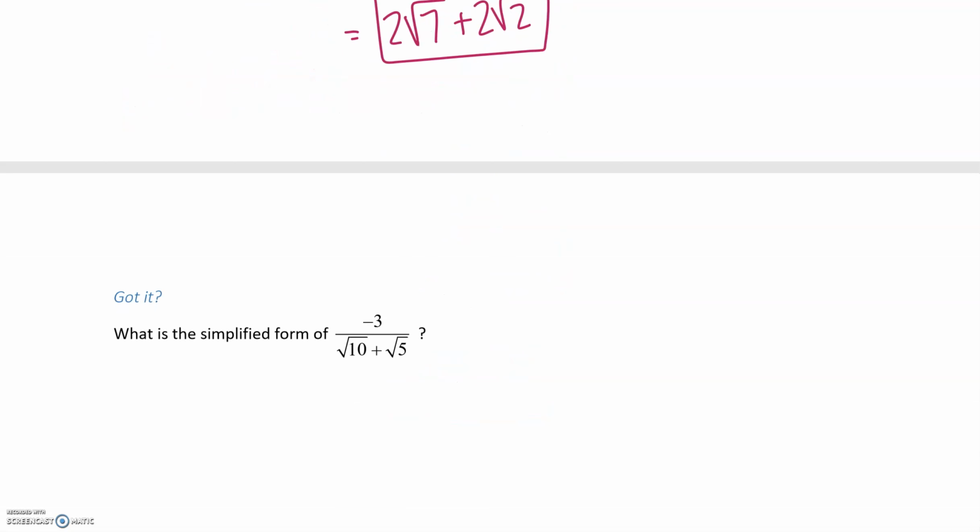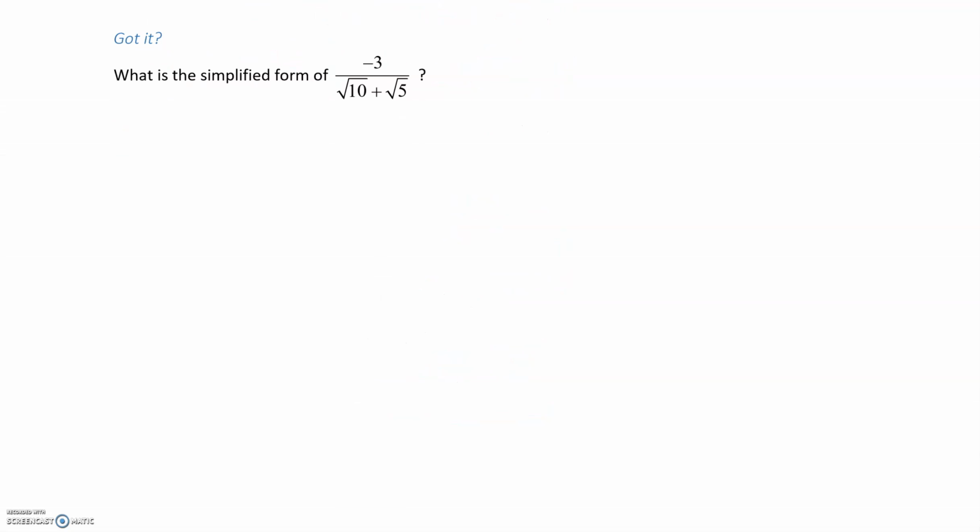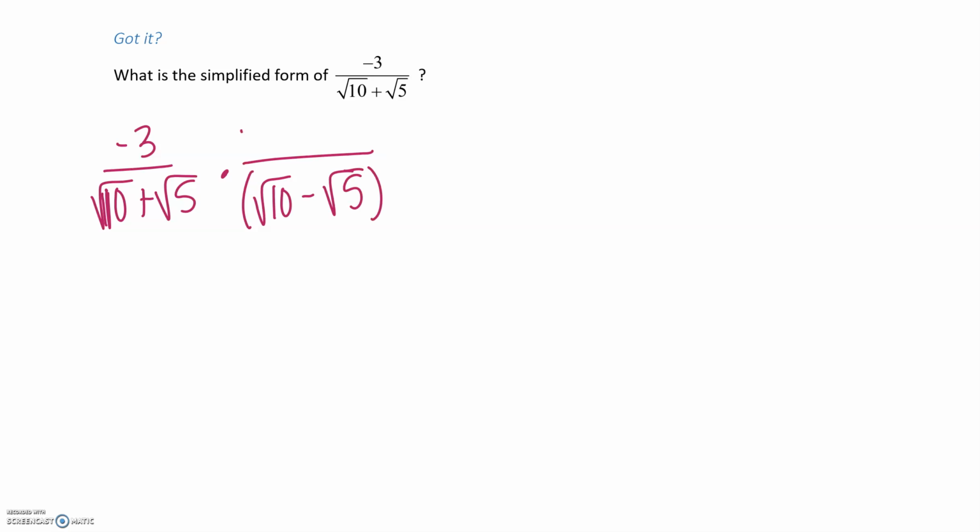Okay, so let's move on to our last one. We're going to have negative 3 over the square root of 10 plus the square root of 5. We're going to multiply it by our conjugate, so that's the square root of 10 minus the square root of 5, on both top and bottom.